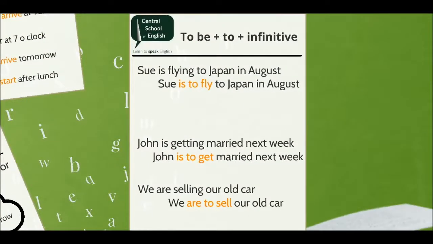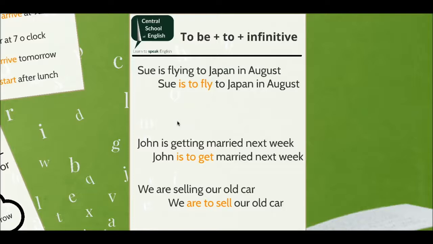Here is a second example. Sue is flying to Japan in August can be rewritten as Sue is to fly to Japan in August. Both sentences communicate that Sue is planning to fly to Japan in August. However, the second sentence is more formal.